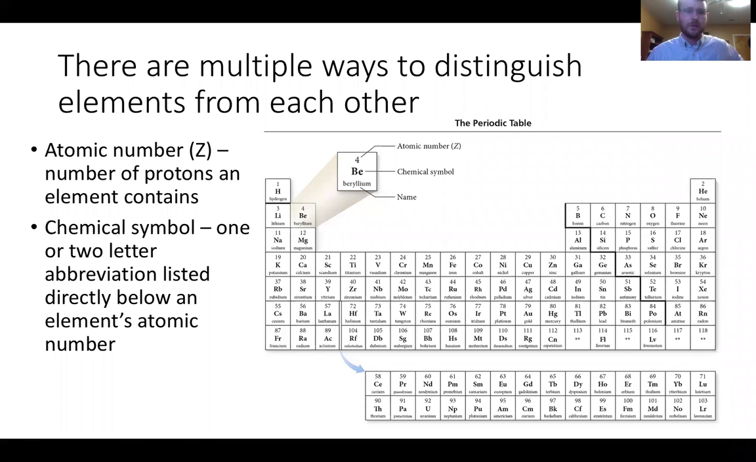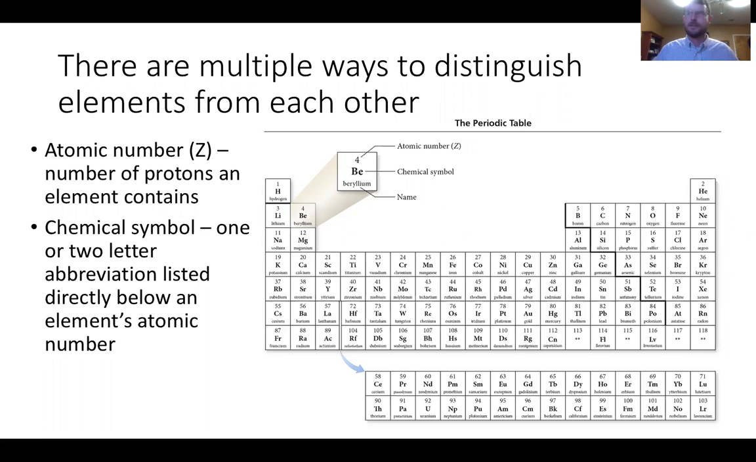Hey guys, welcome to part two of the chapter two lecture, where we're starting to talk about atoms and elements and the periodic table. We finished up part one on this slide, talking about multiple ways to distinguish elements from each other. And so we're just going to walk through a little bit on the periodic table.